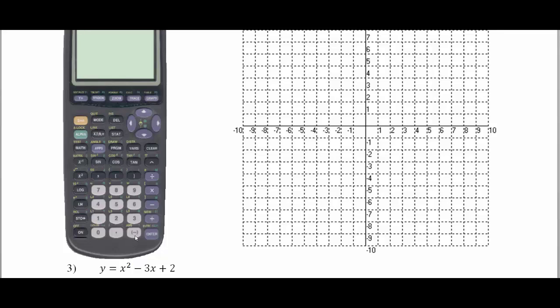So negative b is technically negative 3 divided by 2a, which in this case is going to be 2 times 1. So this right here is your x value. Okay, and we're going to write that down as our x value for our table. Let's actually just check. Does it look like that vertex is at 1.5?